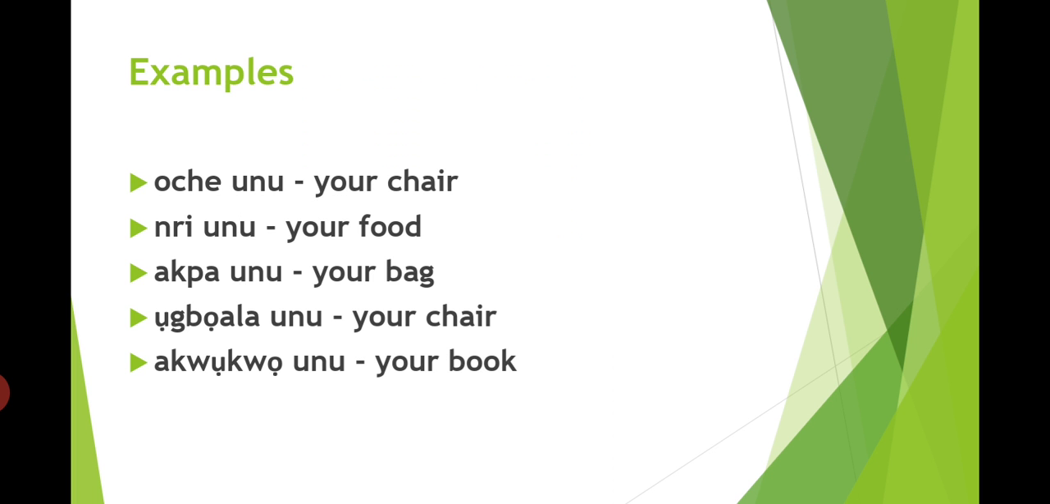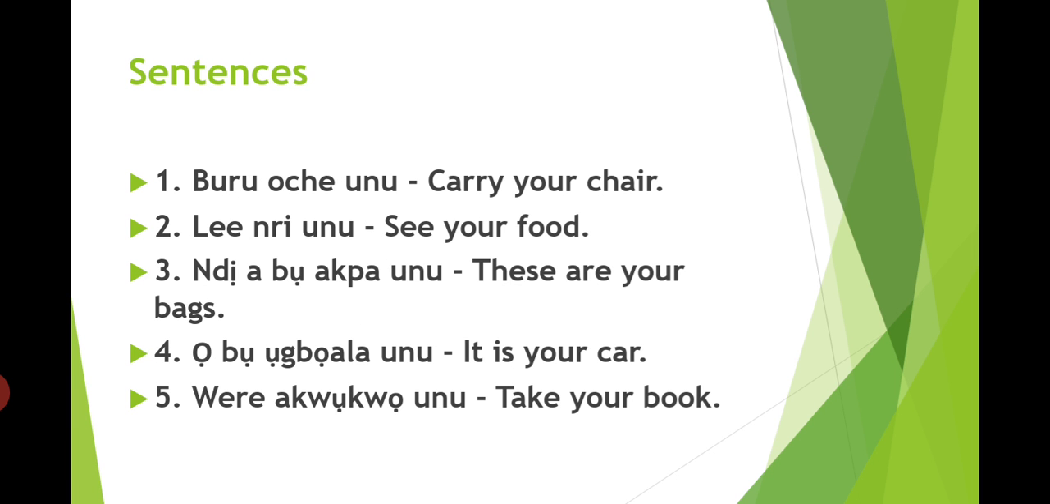Always. Examples: oche unu, your chair. Nri unu, your food. Akpa unu, your bag. Ụgbọala unu, your car, not your chair, that's a mistake. Akwụkwọ unu, your book. So unu here has to do with something that belongs to more than one person, maybe to a family, to a group of people, to an organization, to a circle of friends. So they're called unu. Okay.